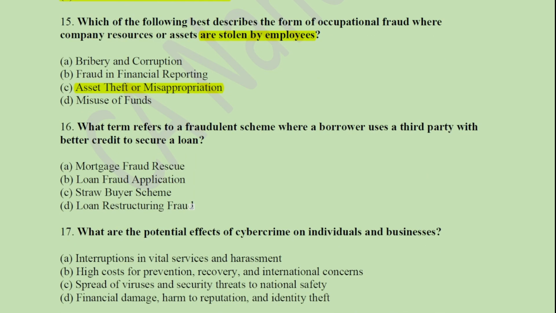What term refers to fraudulent schemes where a borrower uses a third party with better credit to secure a loan, taking a loan in someone else's place? Mortgage fraud rescue, no. Loan fraud application, no. Loan restructuring fraud, no. C. Straw buyer scheme.